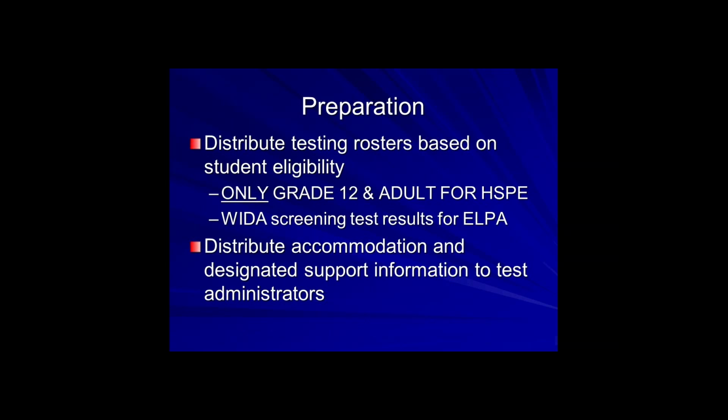You should prepare for administration by distributing testing rosters based on student eligibility. Only 12th graders and adults are eligible to participate in the high school proficiency exam this year. You should use the WIDA screening tests to determine who is eligible for your English language proficiency assessment. It's tricky at the school level. You'll want to distribute accommodation and designated support information and get that down to the classroom test administrator level.